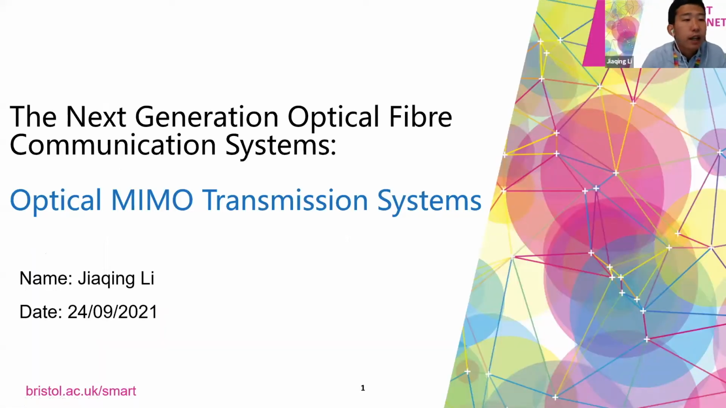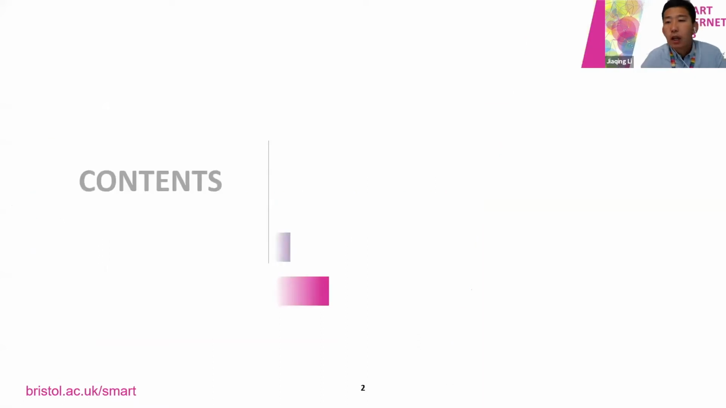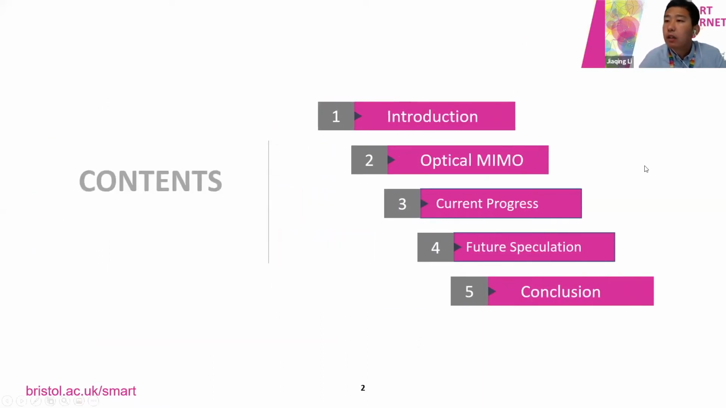Okay, now today I will talk about the next generation optical fiber communication system, which is the optical MIMO transmission systems. And this talk has 5 sections: introduction, optical MIMO example, current progress, future speculation, and the conclusion.